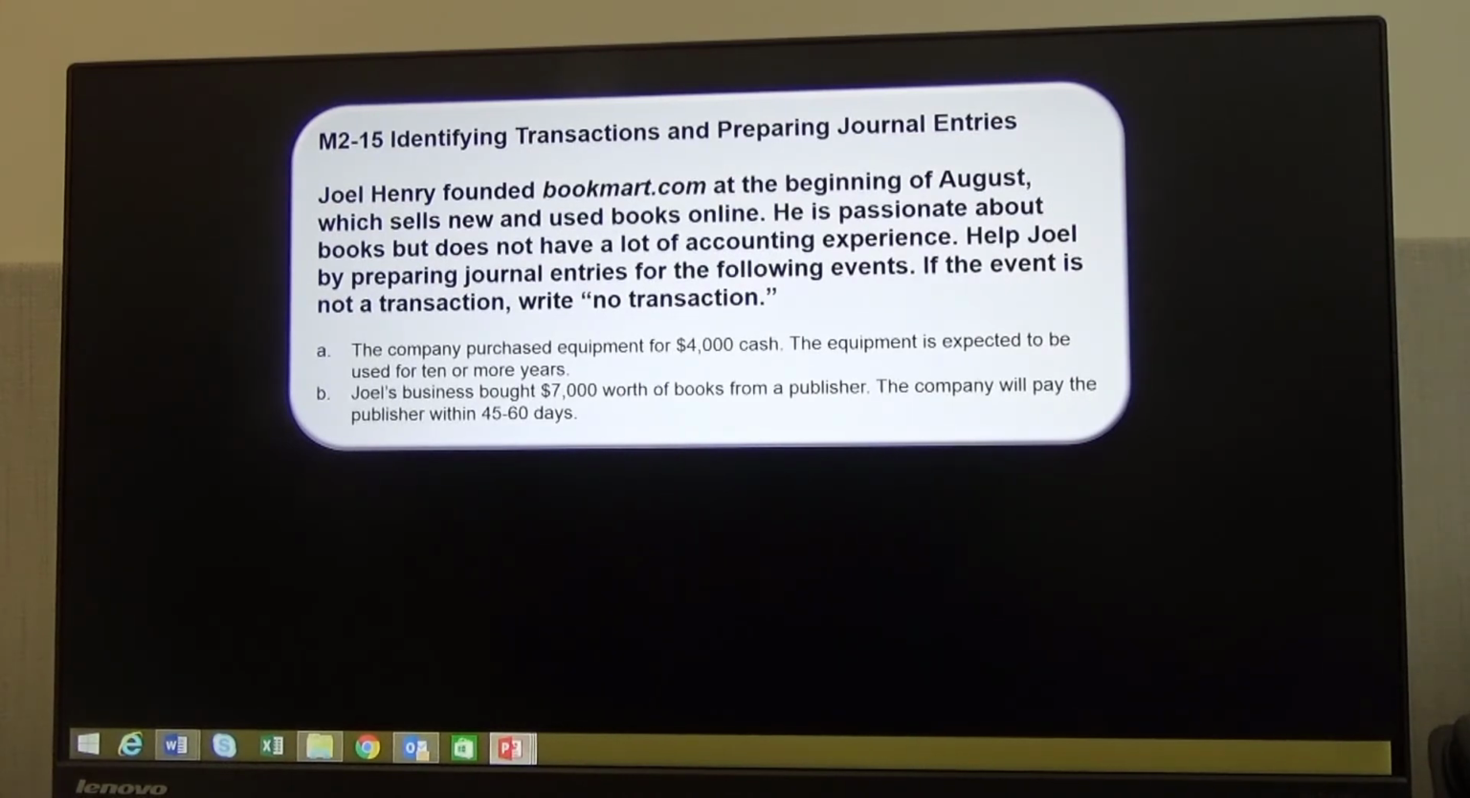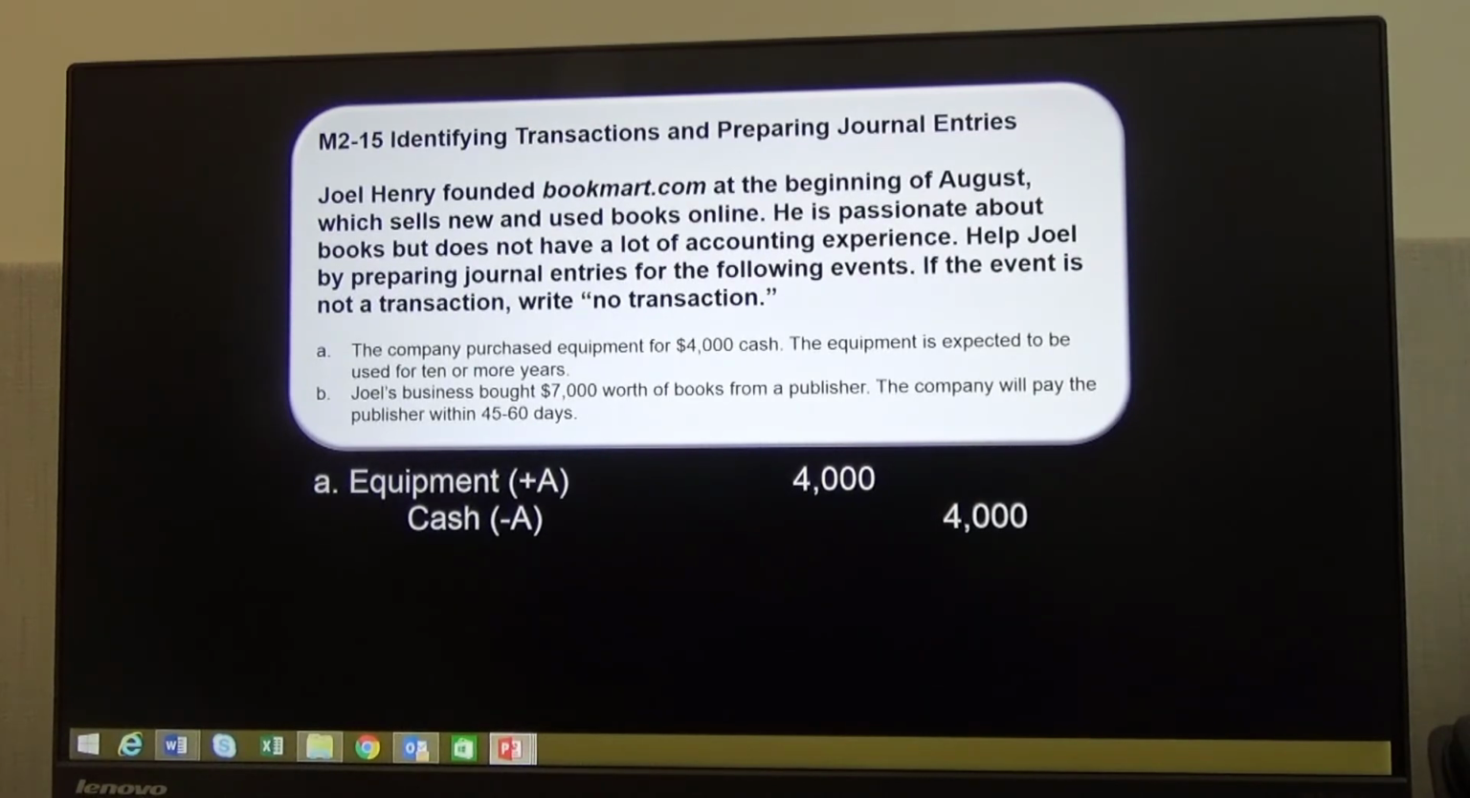The asset that is increasing would be increased with a debit entry because assets are left side accounts, and so they increase with left side entries. So we're going to debit that equipment for $4,000, and then the cash is decreasing, and to decrease a left side account we need a right side entry, and so we're going to credit cash for $4,000.